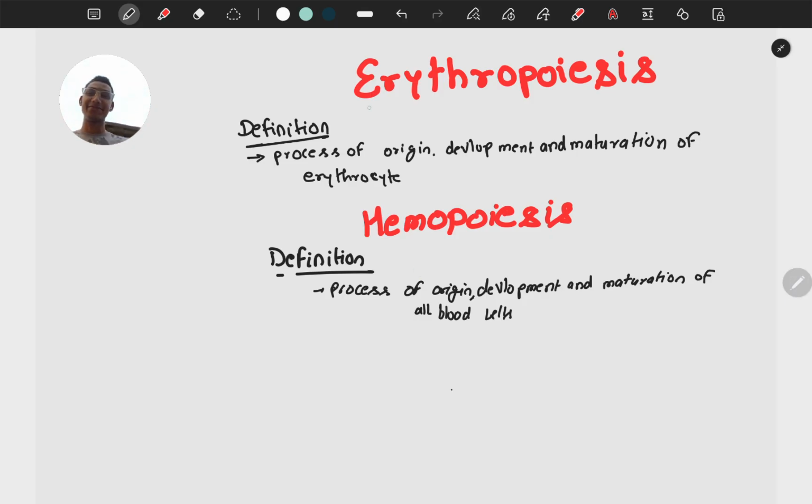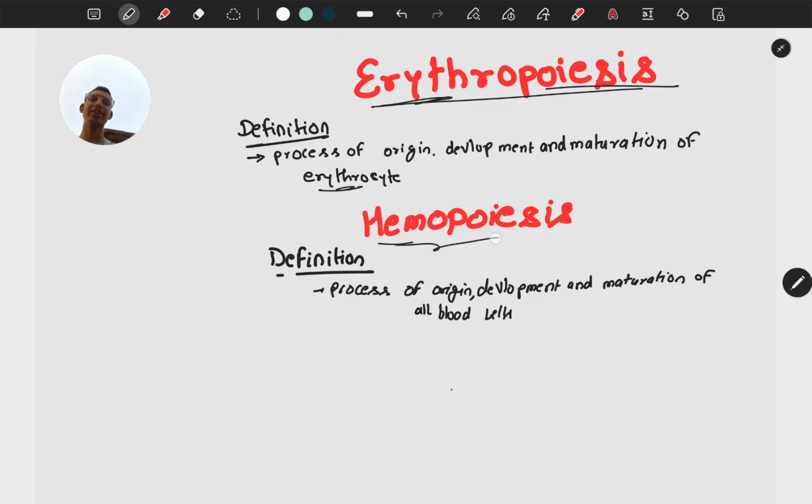So let's start. First of all, what is erythropoiesis? Its definition is the process of origin, development, and maturation of erythrocytes. It means the total process from where erythrocytes get their origin, development, and maturation. This whole process is known as erythropoiesis.